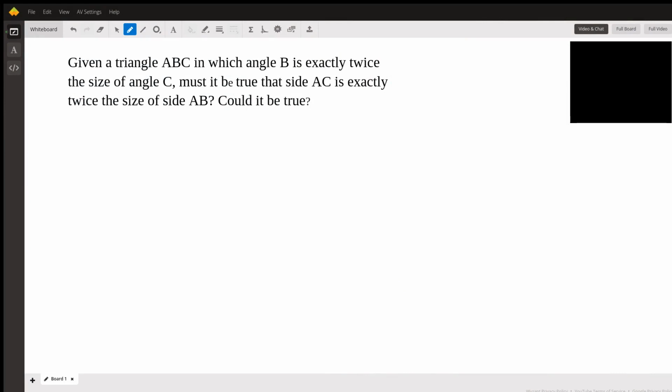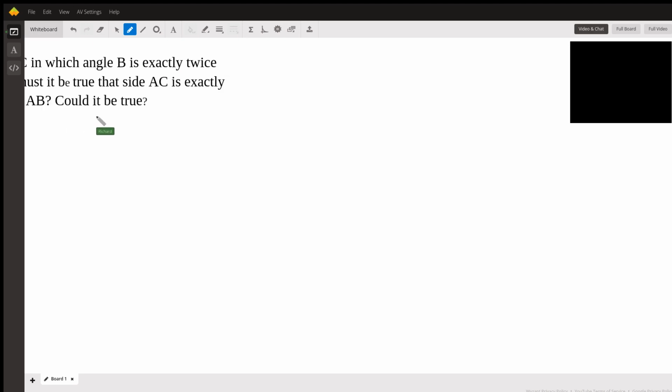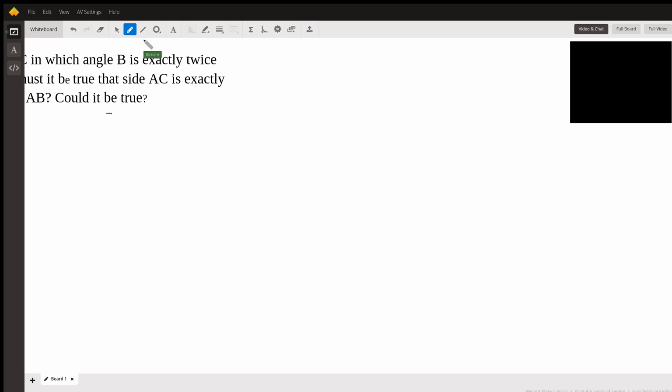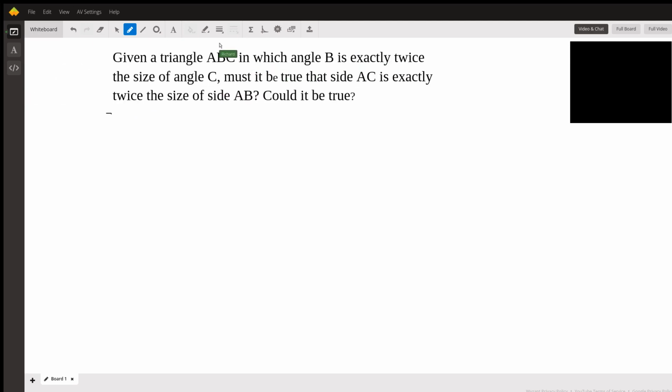It's kind of a fun question on geometry that came in and was posted on the question board, so I thought it might be nice to take a look at it. Okay, so once I get it anchored, we'll get started.